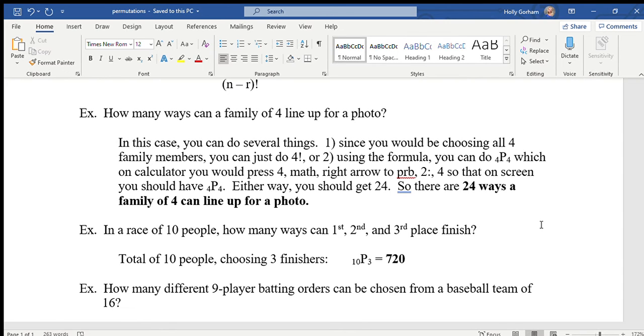The next example says in a race of 10 people, how many ways can first, second, and third place finish? So you've got a total of 10 people, and there are 3 finishers. So you would do 10P3, and that's 720 different ways. So if you are, say, on the track team and you're racing against 10 people, there's 720 different ways that first, second, and third place could be finished.